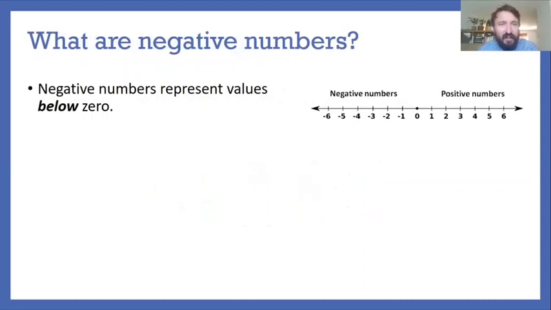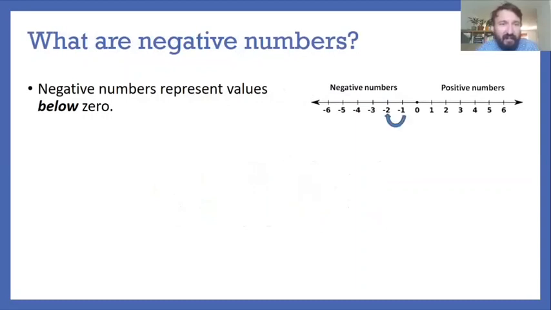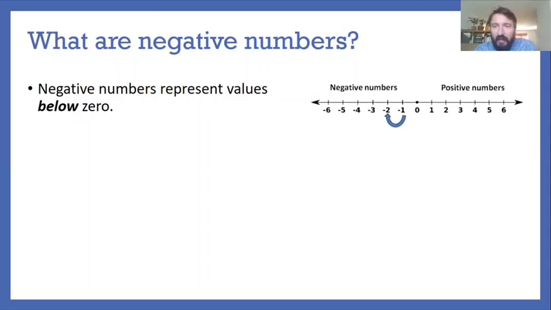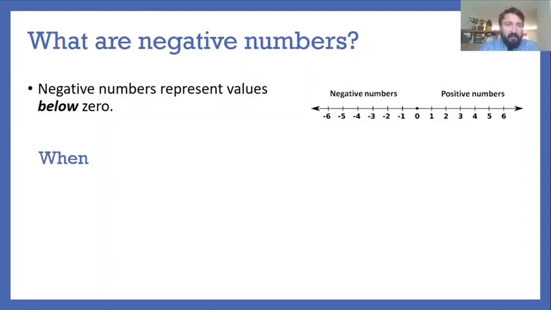Okay, so what are negative numbers? Negative numbers represent values below 0. And as you can see here, nice little animation, we have our positive numbers 1 through to 6, we have 0, and then we have our negative numbers -1 through to -6.